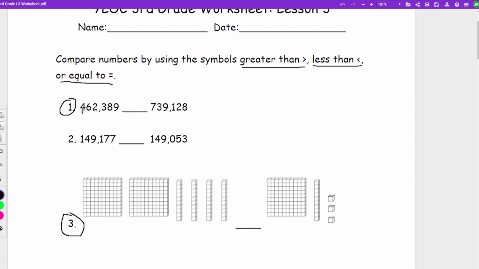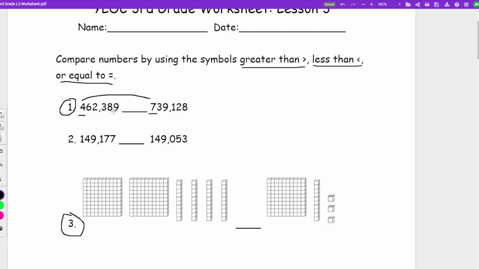So number 1, our first number is 462,389, and our second number is 739,128. So the first step is to look at their first number, and this one is 7 and this one is 4, and then I'm going to make sure that these two numbers are in the same place.